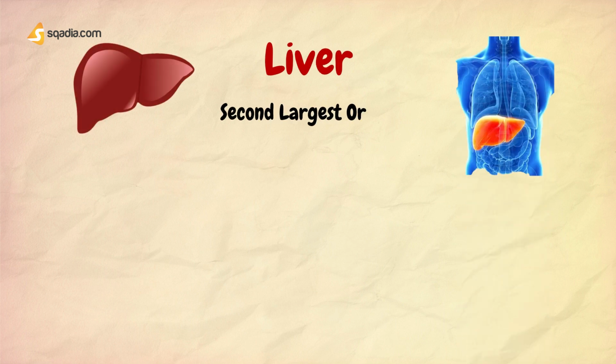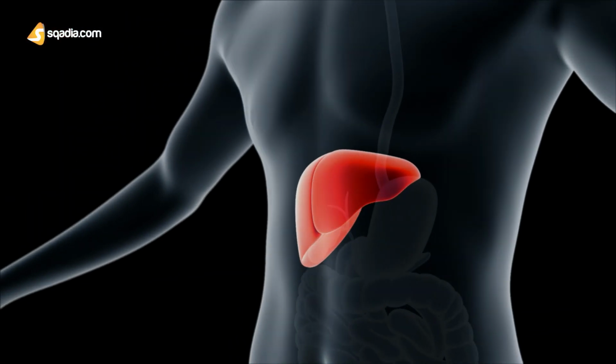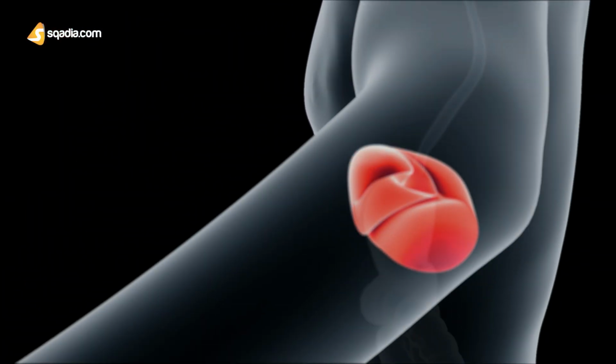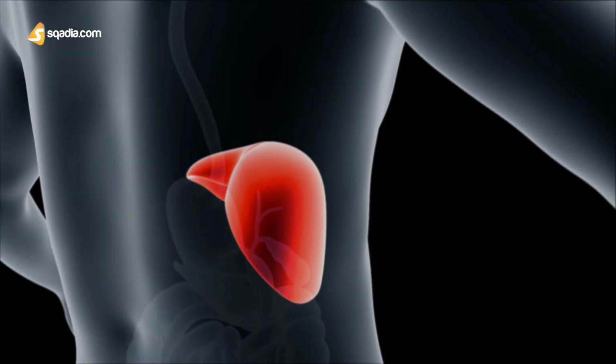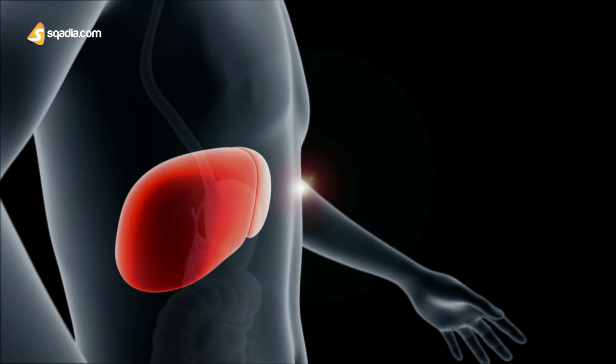So, liver is the second largest organ of the body after the skin. It is also the major glandular organ in the body and weighs about 1.5 kilograms. Talking about the location of this fascinating organ, it is present in the upper right quadrant of the body in the right hypochondrium, and some portion of the liver lies in the epigastric region.